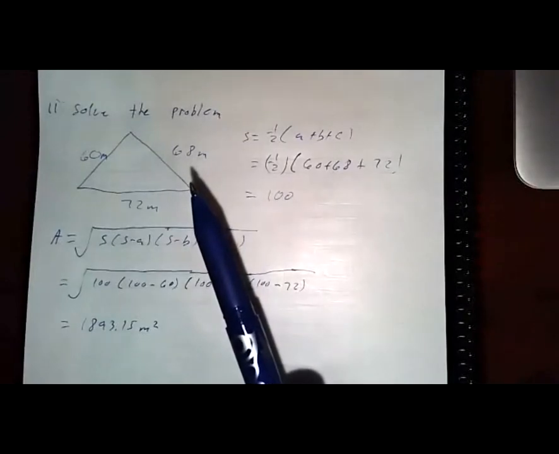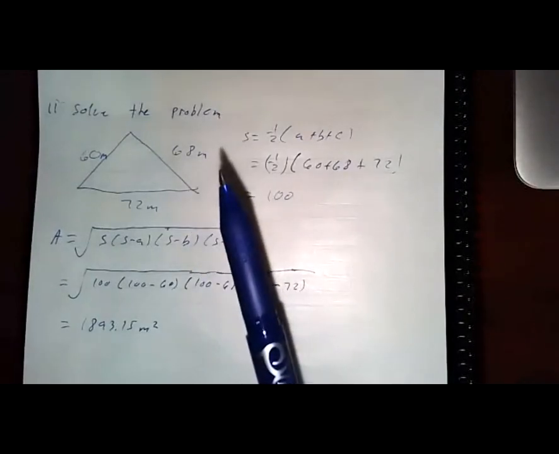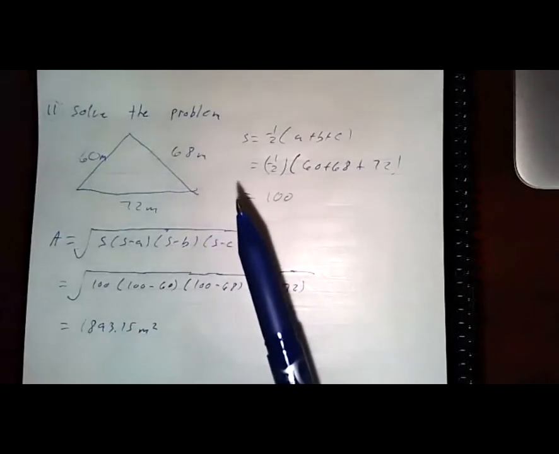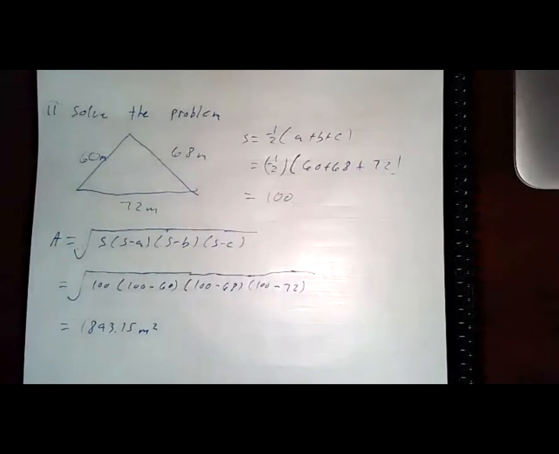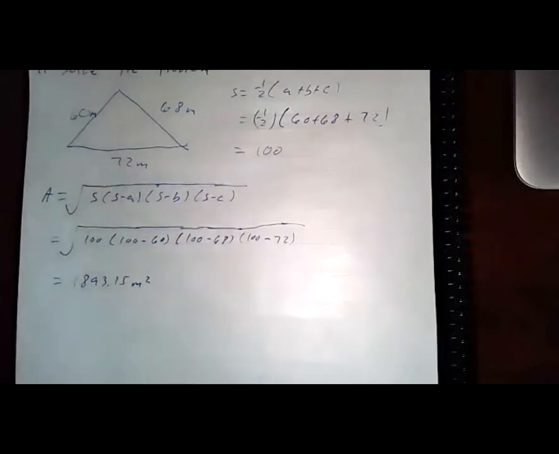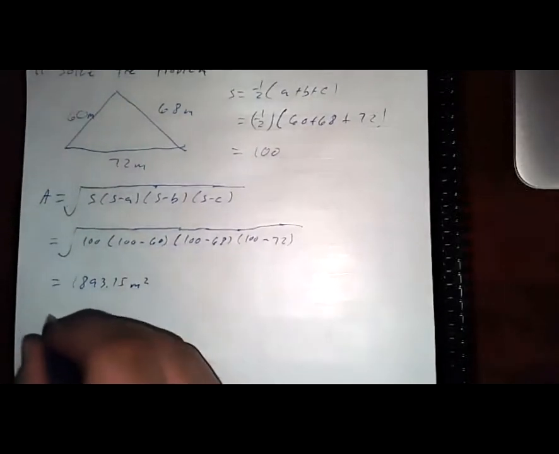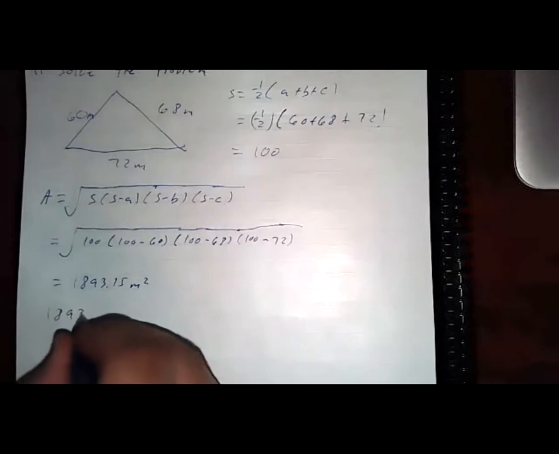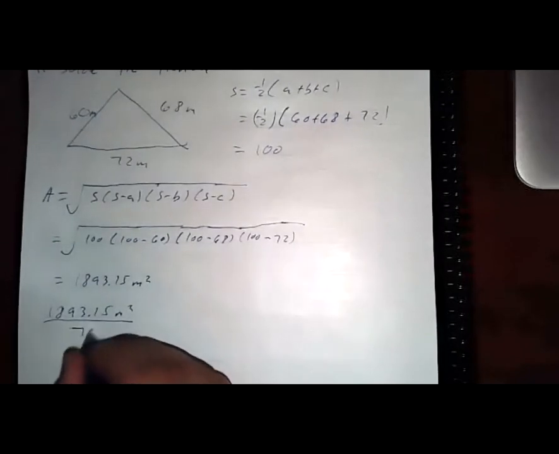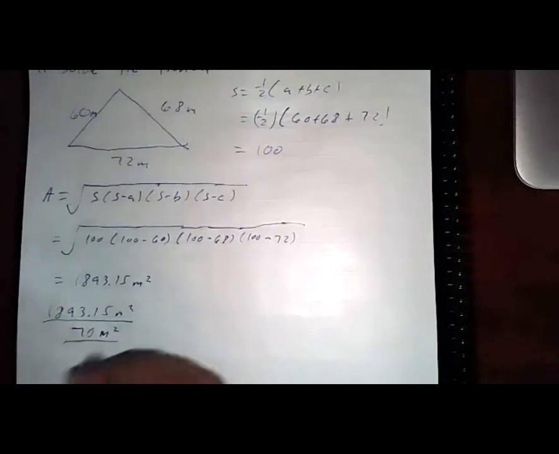So at the beginning, it said that 1 can of paint covers 70 square meters. So how do I figure out how many cans I need? Divide it by 70. Right? Yeah. So here we go. So 1893 divided by 70 meters squared per 1 can.